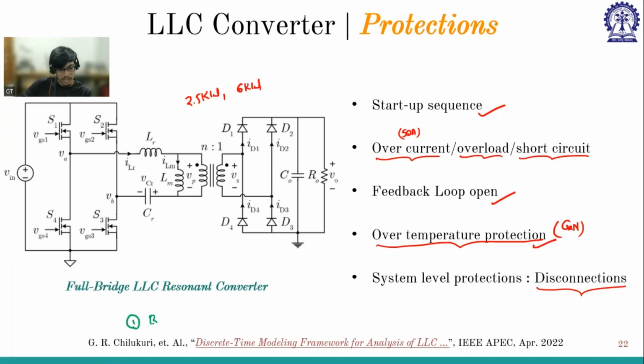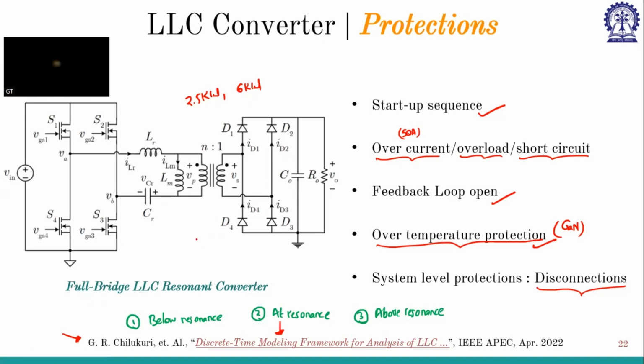So below resonance, and almost at resonance. It can also operate above resonance. So these are some of the operations at which the converter can operate, and some of these aspects, the waveforms and the modeling, have been discussed in this paper, so you can go through this paper. But it would be better if you ask sir, because I don't have that much expertise on this converter, and if you ask sir, then sir can briefly explain.